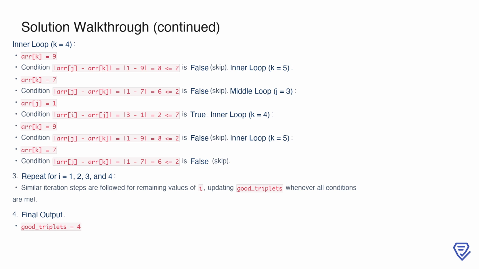The first condition, the difference between arr[i] and arr[j], equals 2 and satisfies a less than or equal to 7. For k equals 4, where arr[k] is 9, we calculate the difference between 1 and 9, which equals 8 and exceeds b. Similarly, for k equals 5, where arr[k] is 7, the difference equals 6, which also exceeds b. At this point, we repeat these steps for the subsequent values of i: 1, 2, 3, and 4. Each iteration follows the same logic, updating good_triplets whenever all conditions are met. After all iterations, the total count of good triplets is determined to be 4.